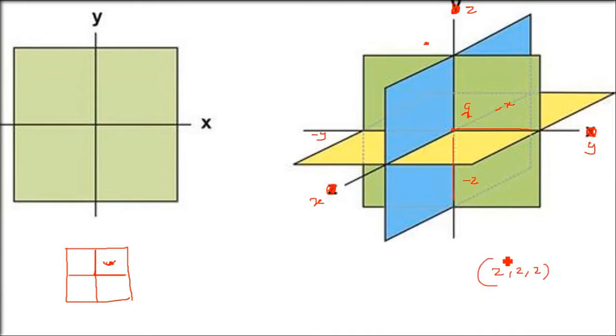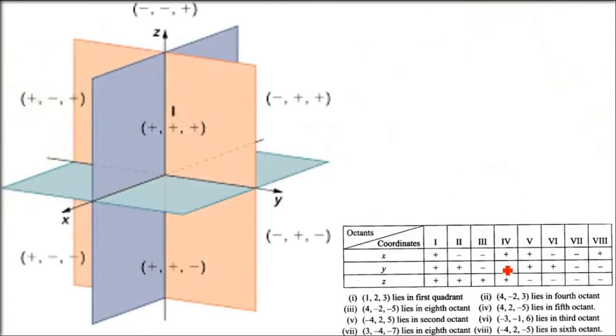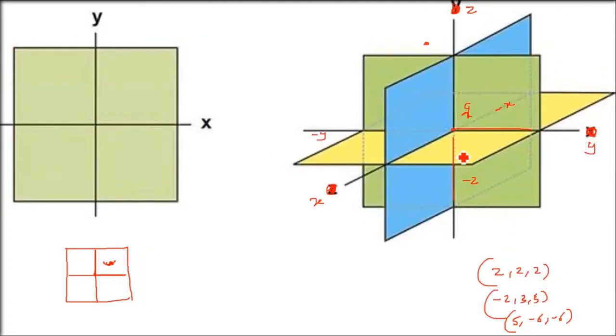So if I say 2, 2, 2, where will it be? First is positive, second is positive, third is positive, where will it be? Or first is negative, second is positive, third is positive, where will it be? First is positive, second is negative, third is negative, where will it be? Yes, you can tell me. Let me tell you before we have a question, don't worry about that. We have proper questions about that.